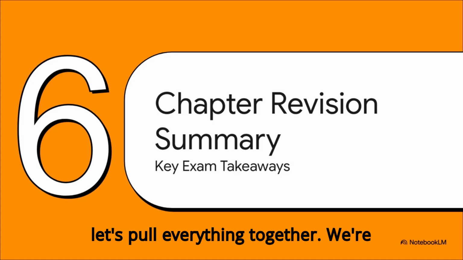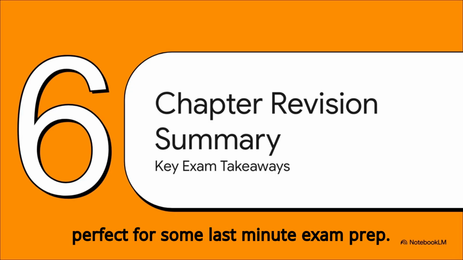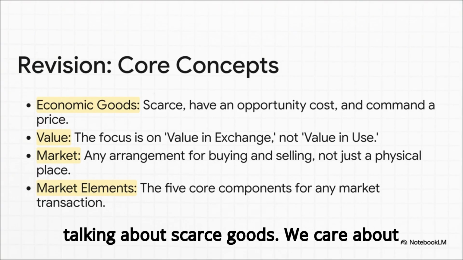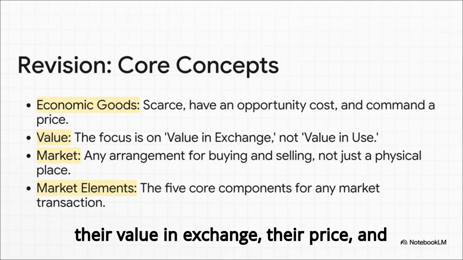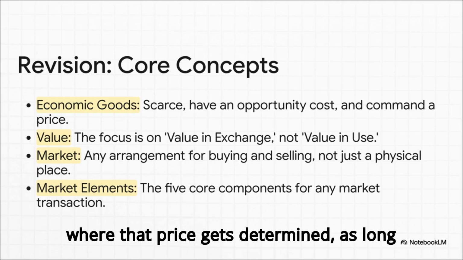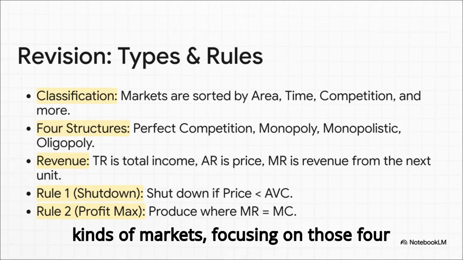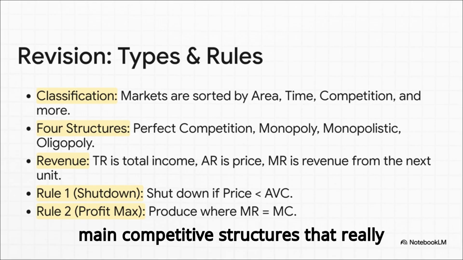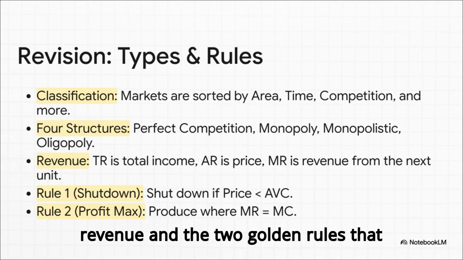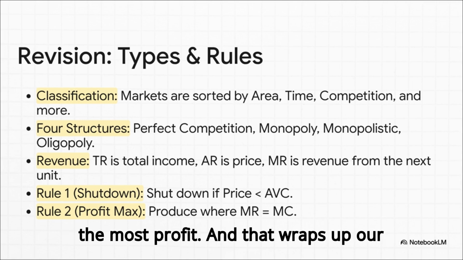All right, let's pull everything together. We're going to do a quick-fire revision of all the key points we've covered. This is perfect for some last-minute exam prep. So let's recap the basics. We're always talking about scarce goods. We care about their value in exchange, their price. And the market is just any place or system where that price gets determined, as long as it has those 5 core elements. Then we saw how to classify all the different kinds of markets, focusing on those 4 main competitive structures that really dictate how a firm behaves. And finally, the big ones. We learned the language of revenue and the 2 golden rules that every firm lives by: when to shut down and exactly how much to produce to make the most profit.